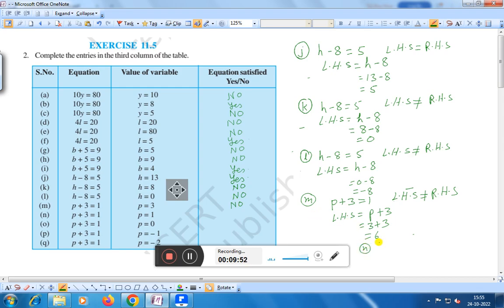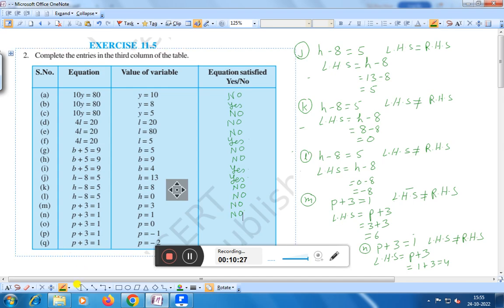Now, question number N. Question number N is p plus 3 equal to 1. The value of p is 1. The left hand side is equal to p plus 3, and the value of p is taken as 1. That is 1 plus 3, which is equal to 4. That means left hand side is not equal to right hand side. Therefore, it doesn't satisfy the equation. Therefore, the answer is no.